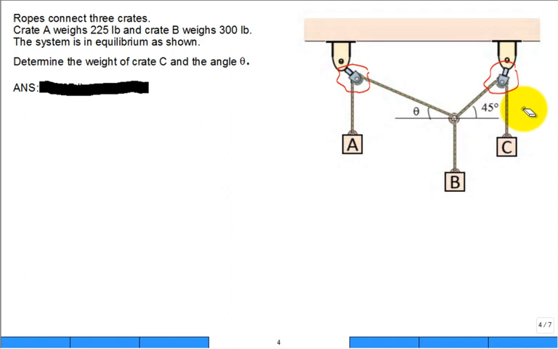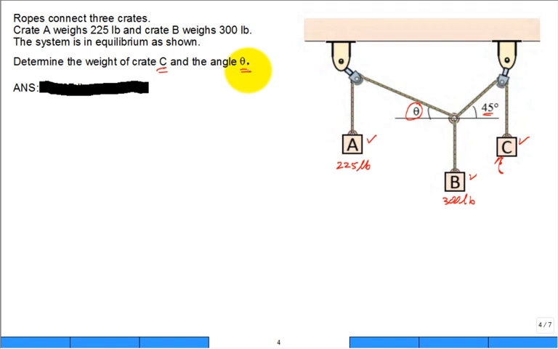Okay, so the ropes connect 3 crates, crate A, crate B, and crate C. The crate A has 225 pounds. Crate B has a 300-pound weight. And the system is in equilibrium as shown. So they give us this angle, 45 degrees, and the pulleys in the position they're at. From the illustration, determine the weight of the crate C. So find this weight right there, and the angle theta. So how many unknowns? We have 2 unknowns.